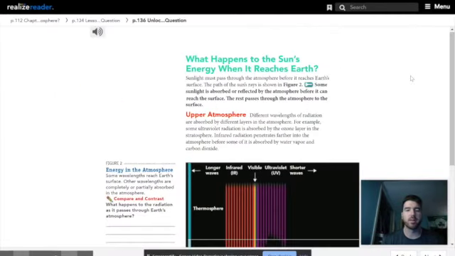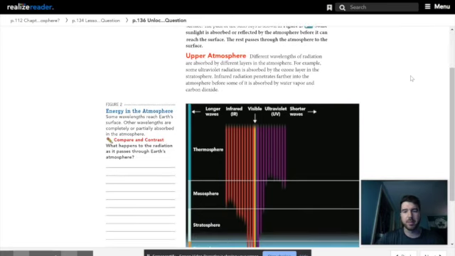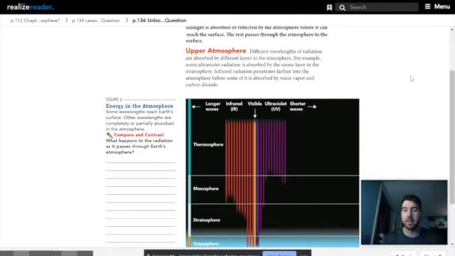All right, so on this next page, we're going to talk about what happens to the sun's energy when it reaches us on Earth. So sunlight must pass through the atmosphere before it reaches Earth's surface. The path of the sun's rays is shown in Figure 2. Some of the sunlight is absorbed or reflected by the atmosphere before it can reach the surface. The rest passes through the atmosphere to the surface of the Earth. In the upper atmosphere, different wavelengths of radiation are absorbed by different layers in the atmosphere. For example, some ultraviolet radiation is absorbed by the ozone layer in the stratosphere. In the next assignment, we'll talk a little bit more about the ozone layer in the stratosphere. Infrared radiation penetrates further into the atmosphere before some of it is absorbed by water vapor and carbon dioxide.